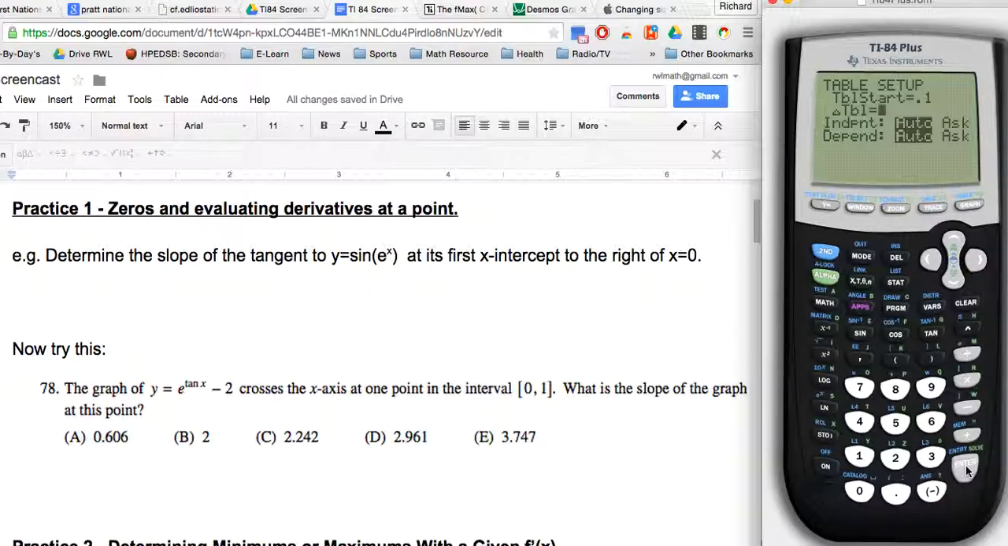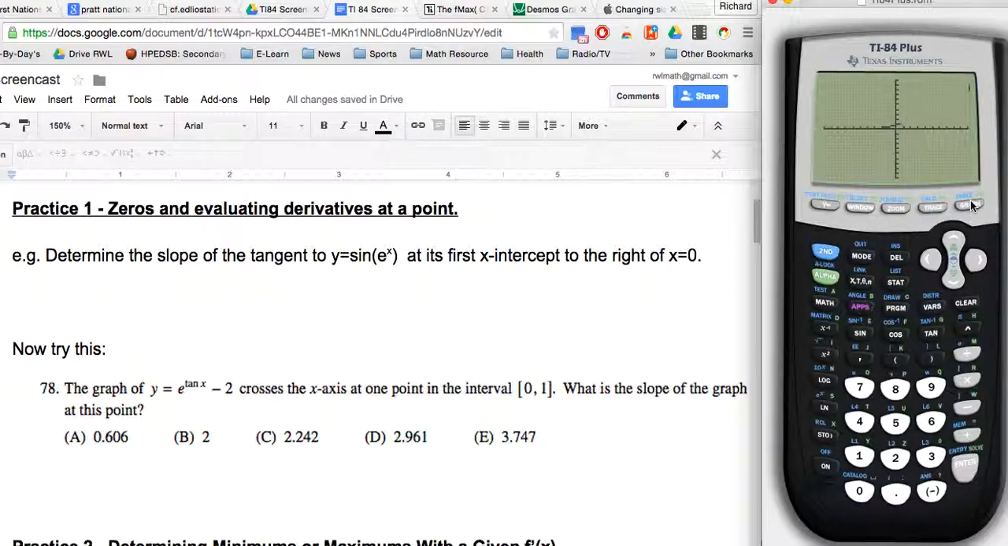So if I left it as 0.1, it would be 0.1, then 1.1, then 2.1. I don't know how far to go. I'm going to put 0.1, go up by 0.1s, and leave both of these on auto. And now I want to look at the table. So I press the graph button.